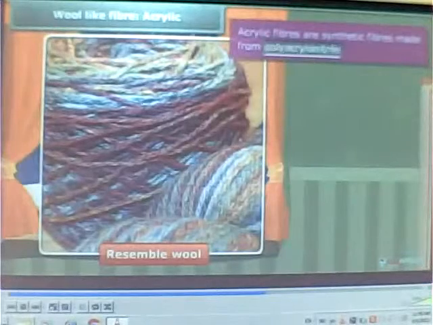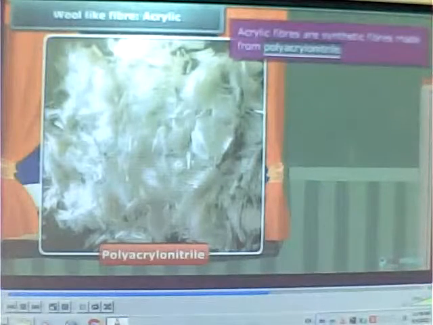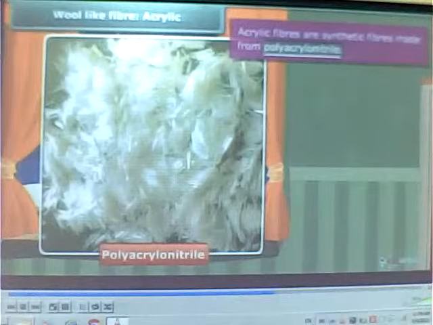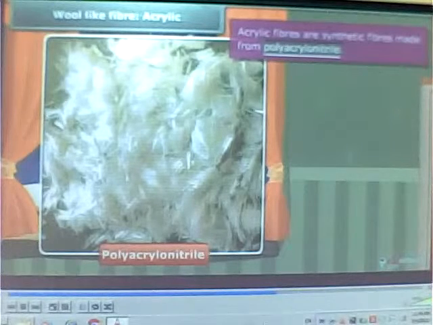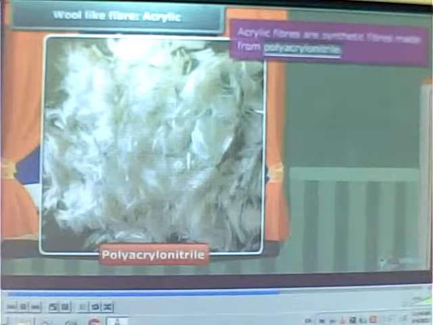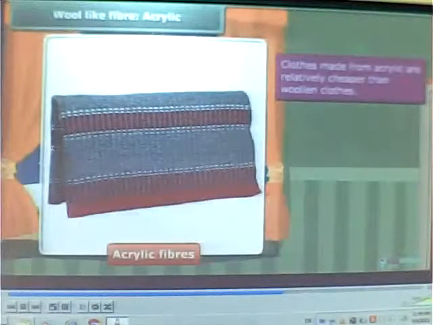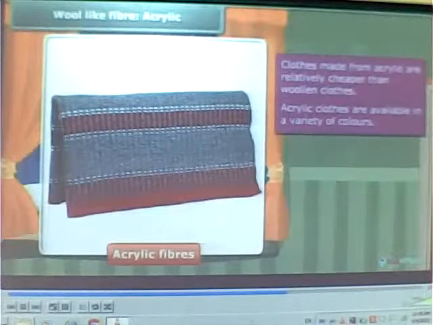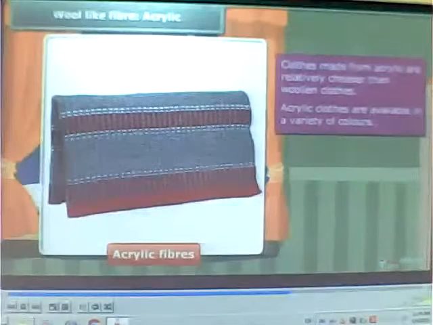These are synthetic fibers made from polyacrylonitrile. Acrylic is lightweight, soft, and warm with a wool-like feel. Can you think of any advantage of acrylic fiber over wool? The wool obtained from natural resources is quite expensive, whereas clothes made from acrylic are relatively cheaper. Besides this, they are available in a variety of colors.